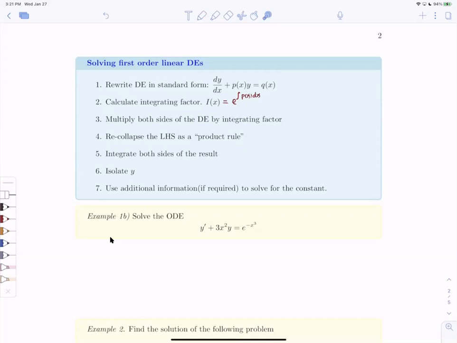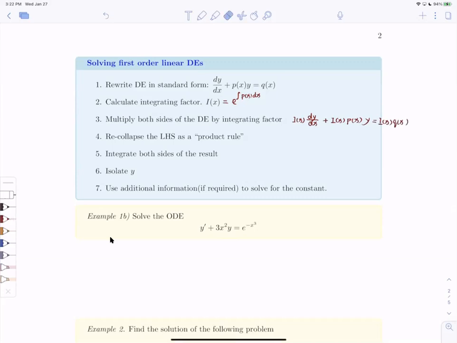you multiply both sides of the differential equation. So you multiply both sides of this by the integrating factor. So that's going to be I(x) dy/dx plus I(x) p(x) y equals I(x) q(x).